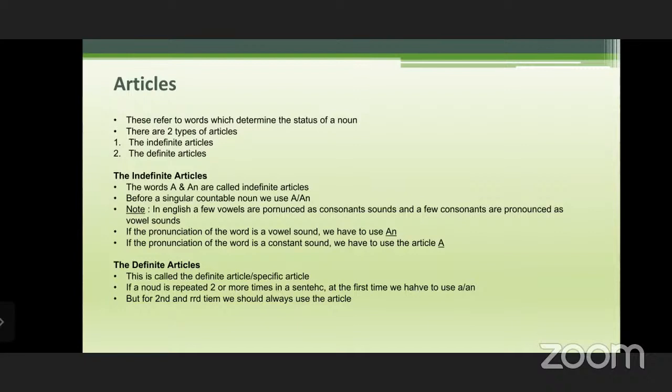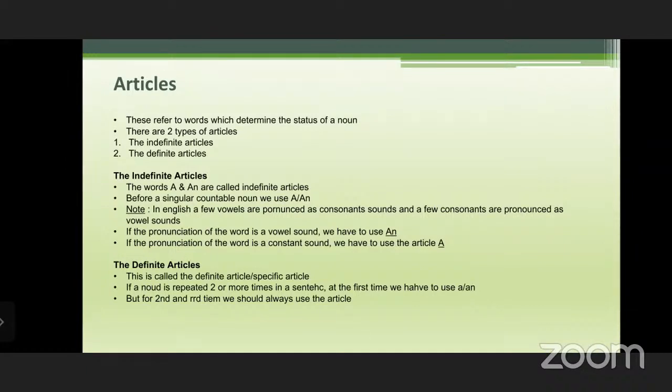And next, we'll see the definite article. The word the is called the definite article, and the definite article can also be called the specific article. If we want to particularize or specify something, in front of that we have to use the article the. So where do we use the definite article? If a noun is repeated two or more times in a sentence, the first time we have to use a or an based on the pronunciation. But for the second and third time, we should always use the article the.